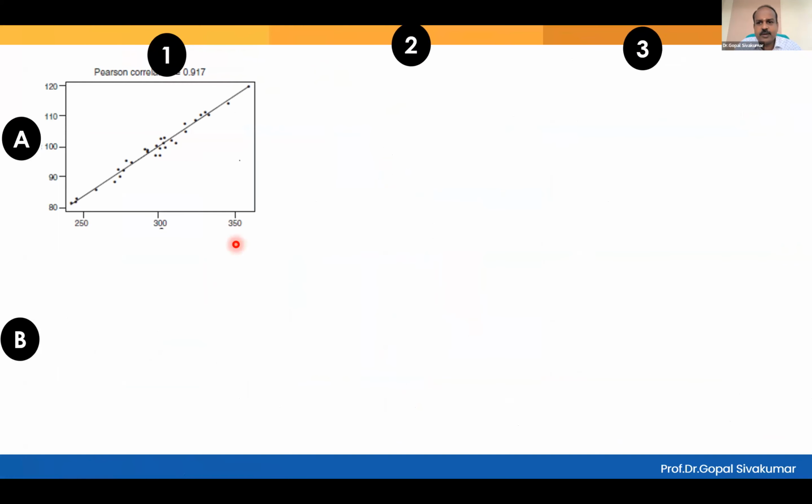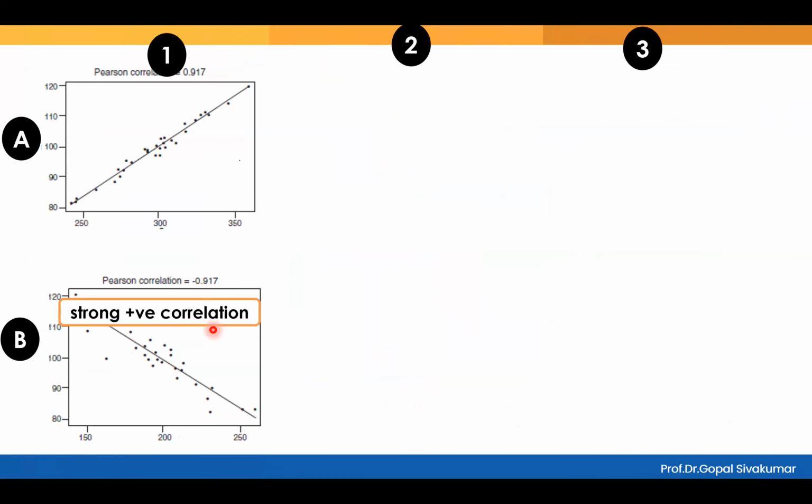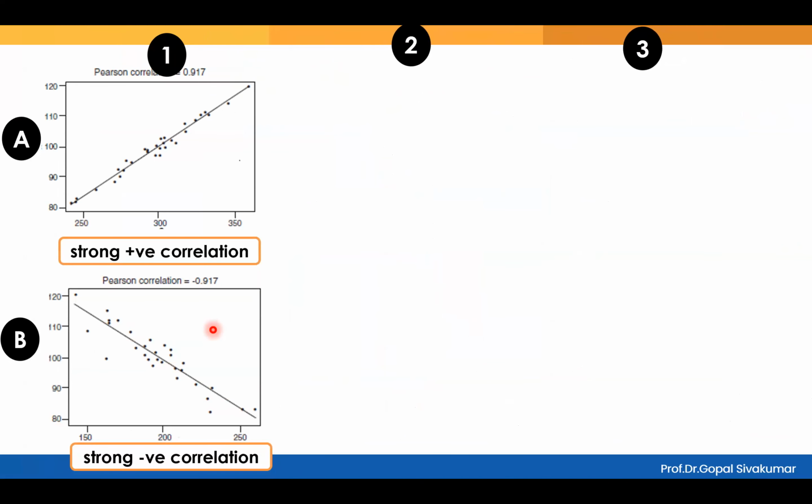And now, look at the scatter diagram and tell me what kind of relationship you are seeing here. Strong positive correlation. Correct. The second one, strong negative. Strong positive, strong negative. See here, the diagram is also supplemented with the R value.